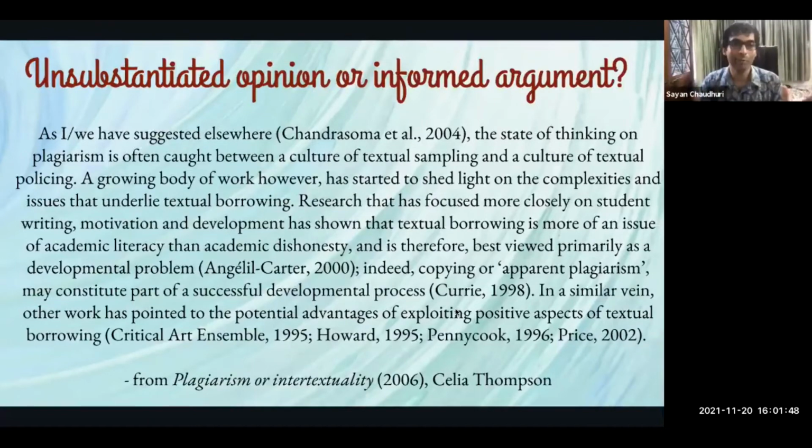Just because you have cited doesn't mean you have managed to persuade. You also need to think, how do I provide more reasons for how it is an issue of academic literacy and not academic dishonesty? How do I explain what the positive aspects are, right? So with those questions in mind, you move on in your writing.